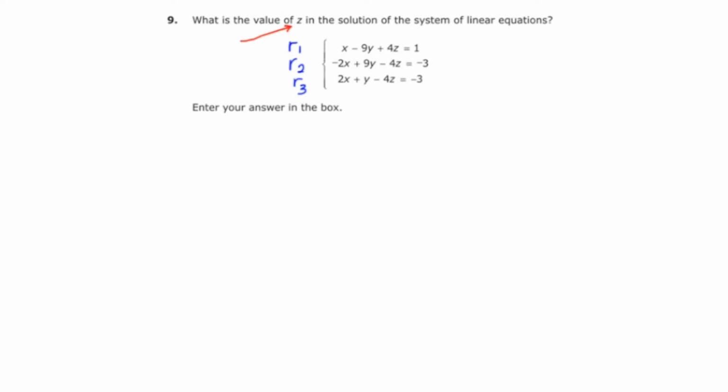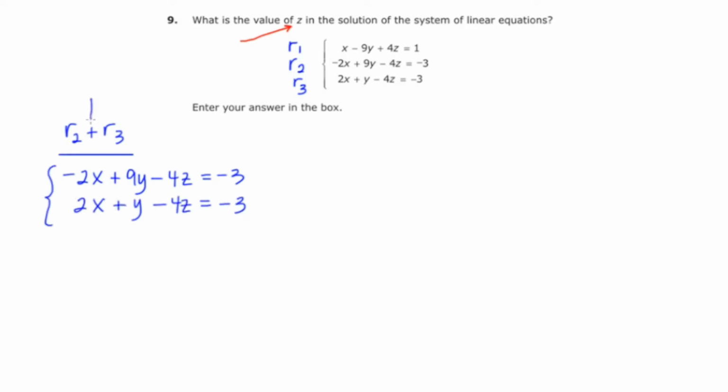So the next thing that I need to do is look at my coefficients and see which ones are going to be the easiest to work with in terms of eliminating one of the variables. And I think I'm going to eliminate x, and I'm going to start by adding row 2 and row 3 together. And I'm going to notate that in the following way. So I'm going to start with row 2, and I'm just going to write it over again. And now I'm going to write down row 3. And as indicated, I'm just going to add these two rows together.